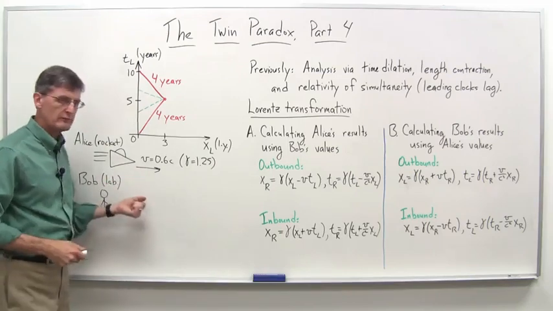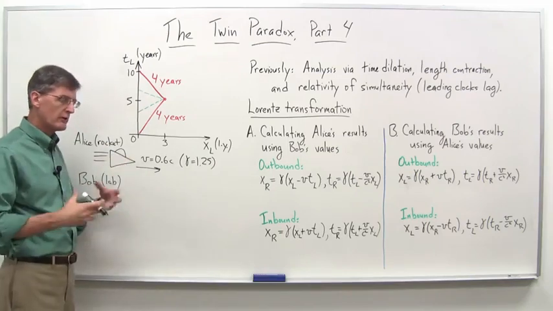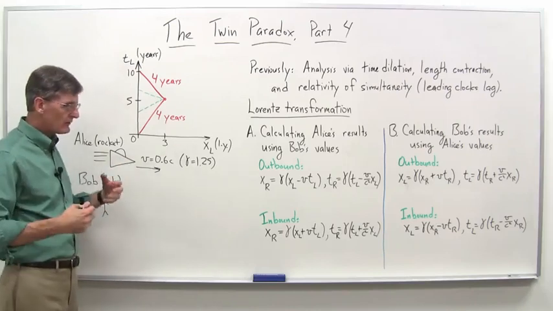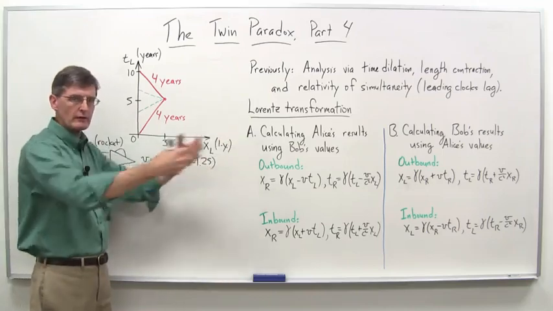Another thing just to mention here, and that is because some of you are probably still thinking, well, it just seems, aren't they symmetrical? In other words, Bob watches Alice go away and come back in.